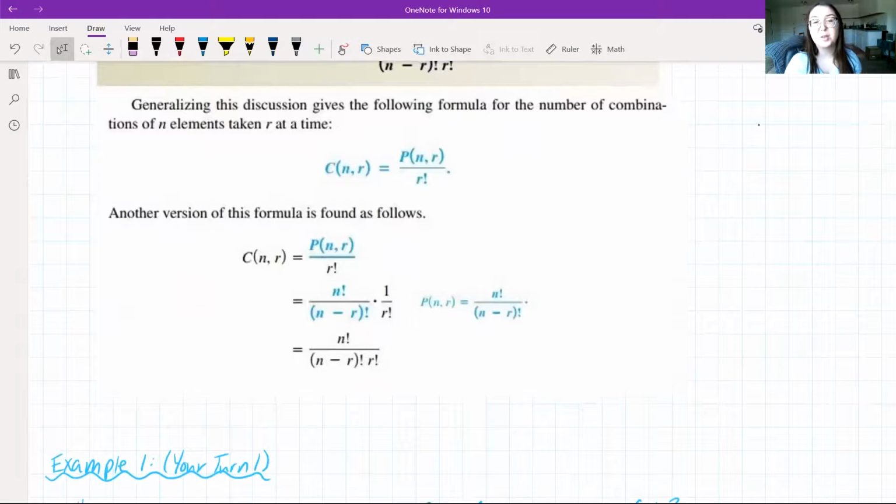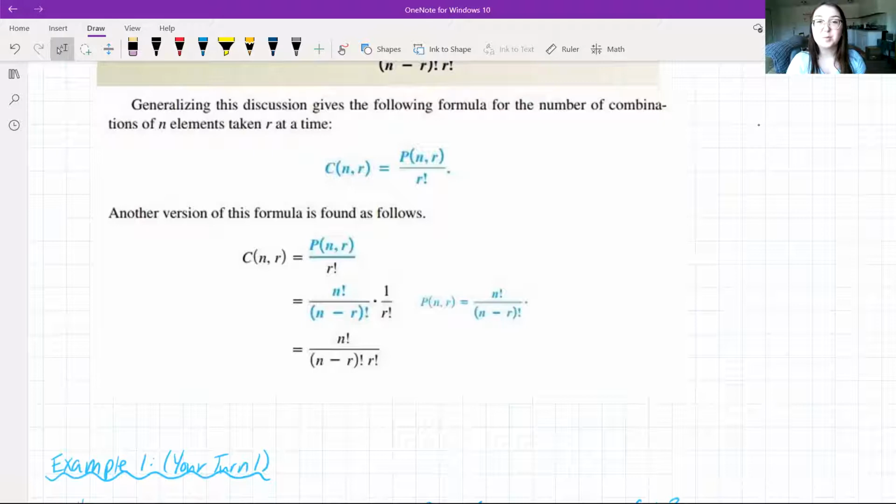Another version of this formula can also be found. So we have our equation of combination, so C of n and r is equal to our permutation of n comma r divided by r factorial. So basically what we want to do is just set our permutation equal to its actual equation, and when we do that we get n factorial divided by n minus r factorial.